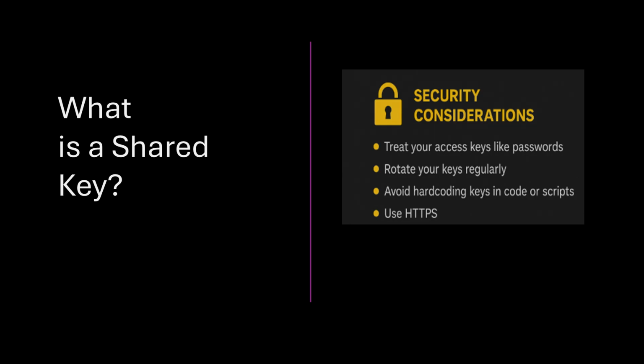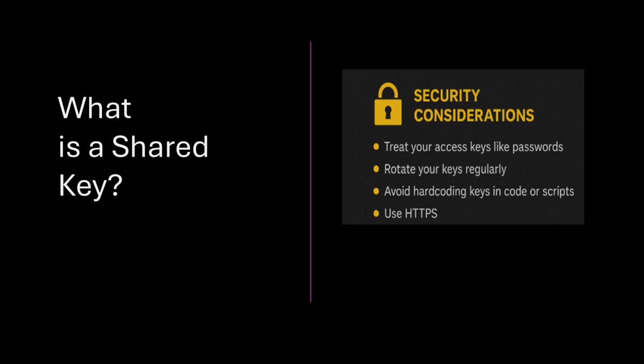When you're using the shared key method, you need to be extremely cautious. Treat your access keys like passwords. If someone gets hold of them, they have complete access to your storage account. Rotate your keys regularly. Since you get two keys, you can regenerate one while still using the other without disrupting service. Avoid hard-coding keys in code or scripts. Use environment variables, secure vaults like Azure Key Vault or Azure Managed Identity where possible. Use HTTPS for all requests to prevent key interception during transmission.